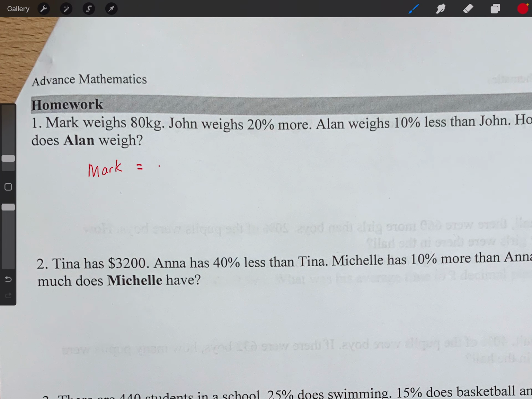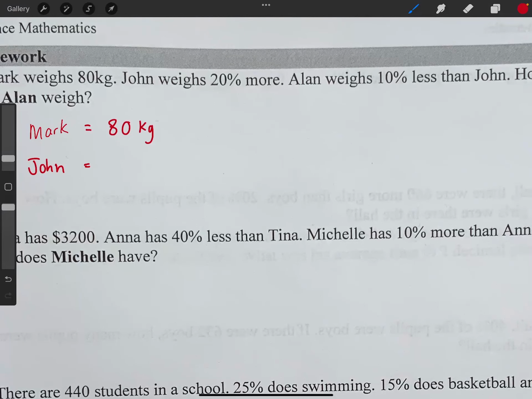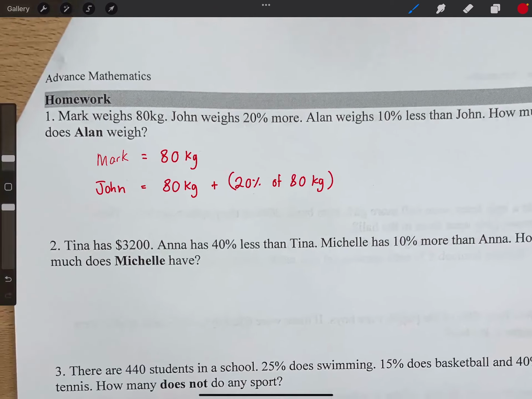So Mark's equal to 80 kilograms. Now John is 20% more. So for John, we have to find what 20% of 80 is first. What it means is that John is how much Mark weighs, plus another 20% of what Mark is. So 20% of 80 kilograms. So we have to work that out.